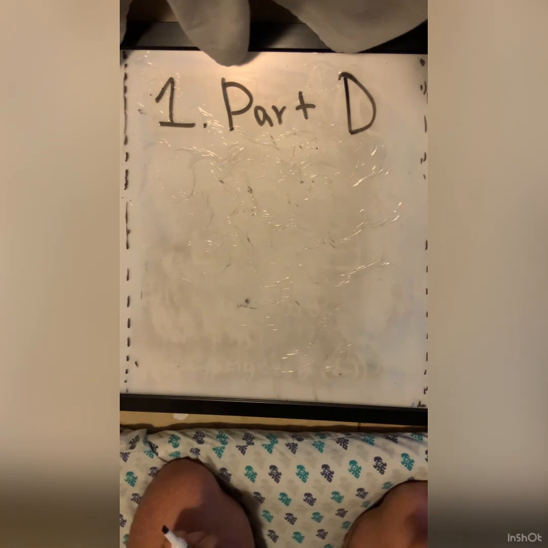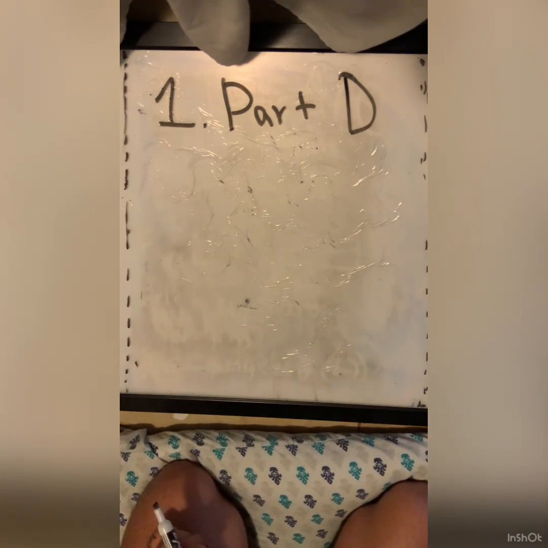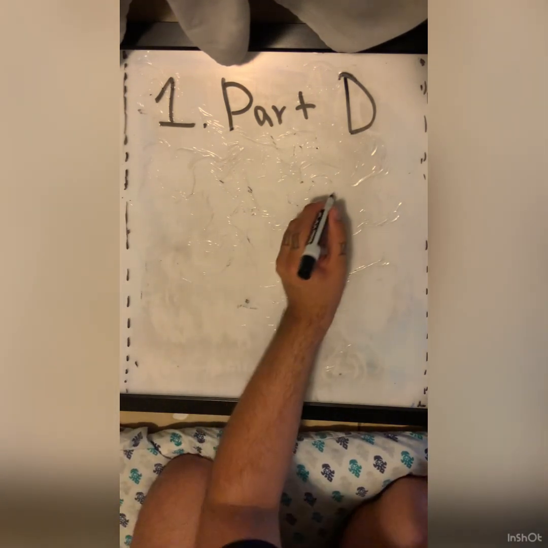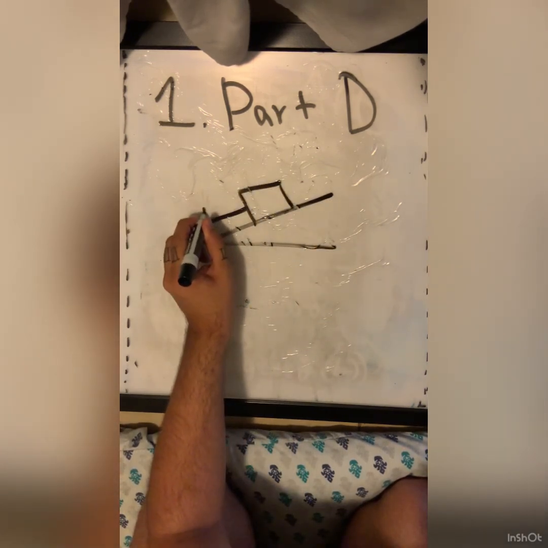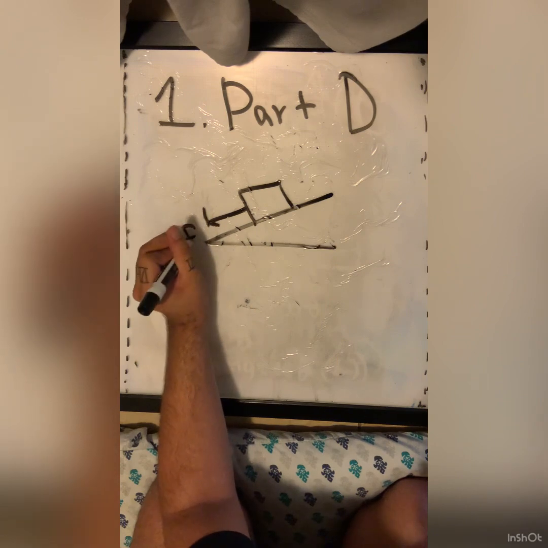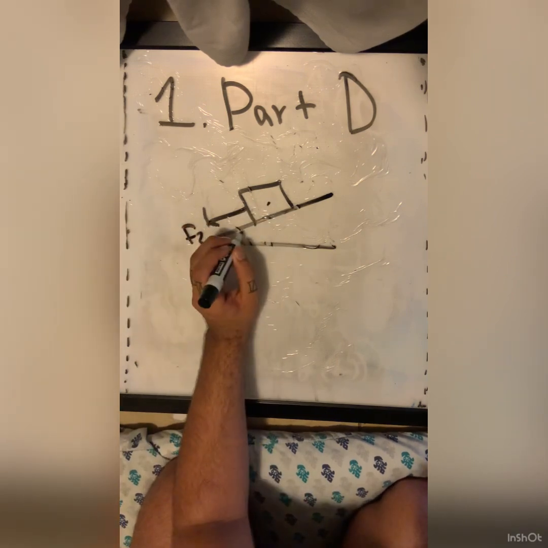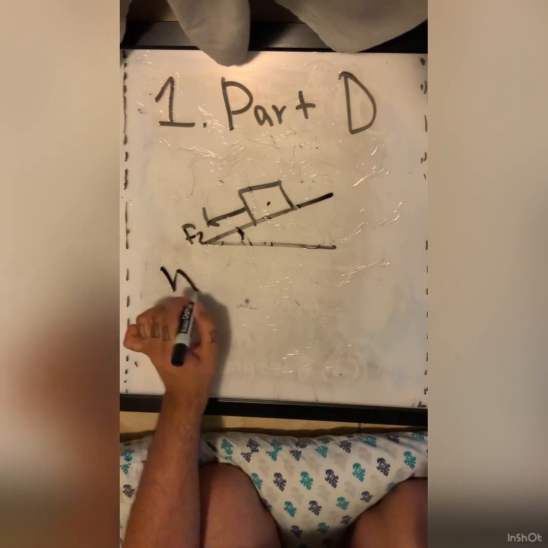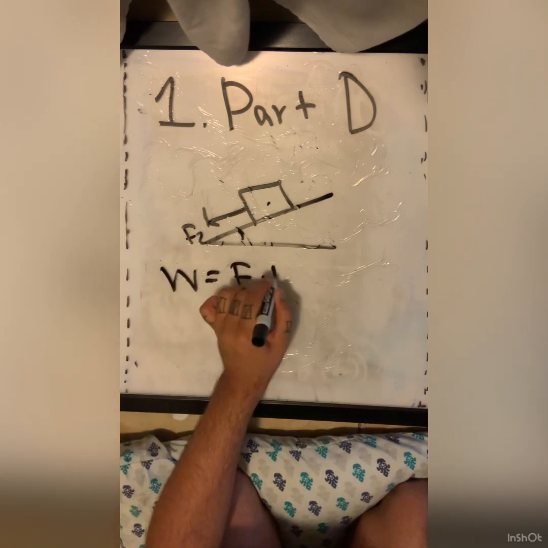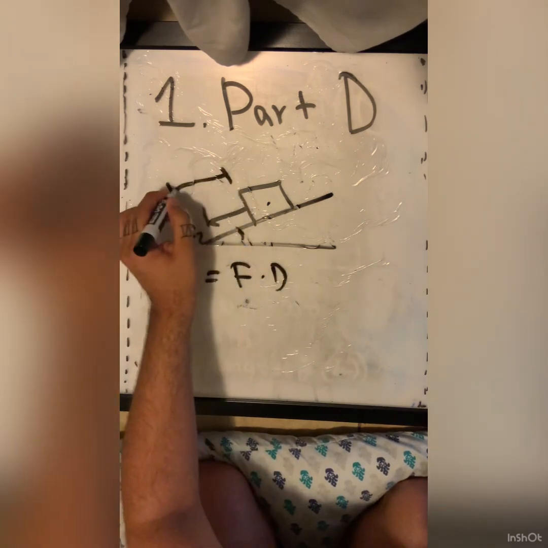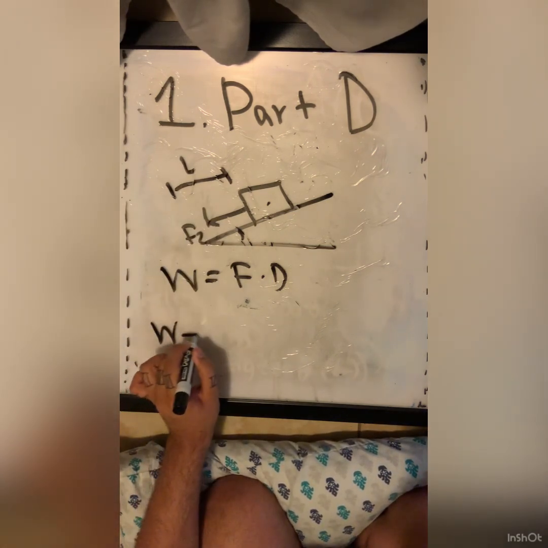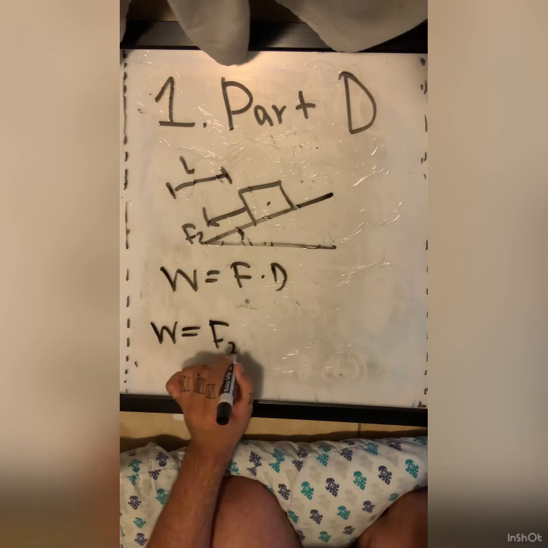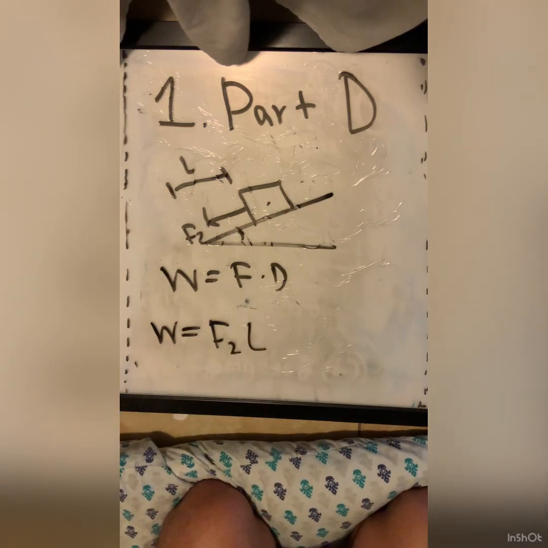And finally, Part D. They're asking the same question as Part C, which is find the work done by the applied force. So what we're going to do is draw a free body diagram and the force vector. Since work is equal to force times distance, we're going to plug it in, and we get our answer, which is work equals force 2 times the distance of L.